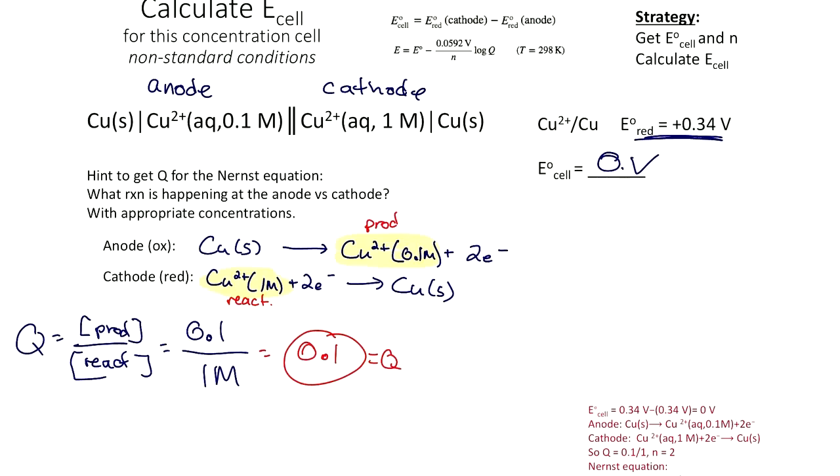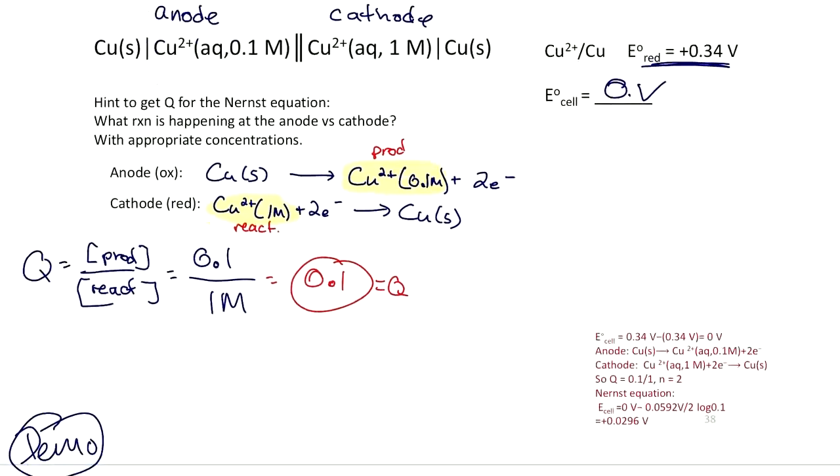That was probably the hardest part, figuring out what Q is. You recognize that it's products over reactants, but which one's your product and which one's your reactant? It could be 0.1 over 1, or it could be 1 over 0.1, and you just don't know. So sometimes writing out the full half reactions will help you. Okay, so we just plug and chug. E cell, what we actually measure, is equal to the cell potential at standard conditions, which is 0 for this reaction because it's the same cathode and anode. But what actually gives us our potential is the concentration difference.